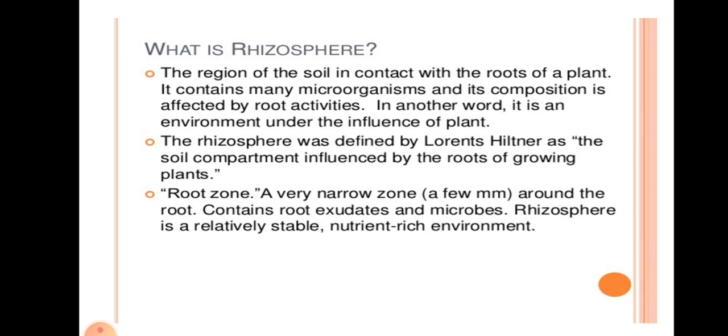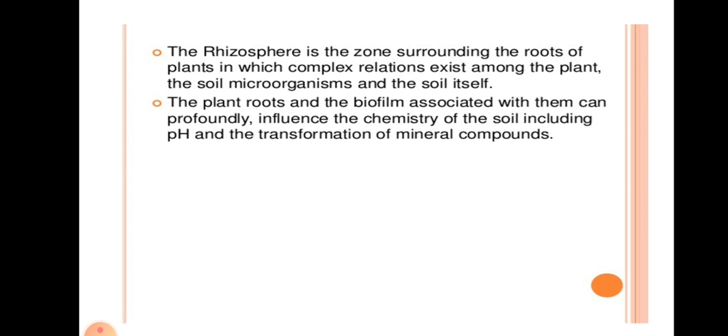Root zone. A very narrow zone, a few millimeters in size around the roots, is known as root zone, and contains root exudates and microorganisms. Rhizosphere is a relatively stable, nutrient rich environment. The rhizosphere is a zone surrounding the roots of the plants in which complex relations exist among the plant, the soil microorganisms, and the soil itself. The plant roots and the biofilm associated with them can profoundly influence the chemistry of the soil, including pH and the transformation of mineral compounds.